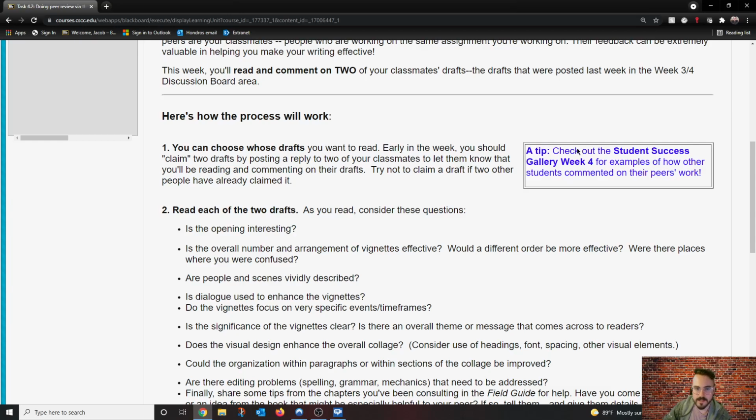A real quick side tip, you can check out the Student Success Gallery in week 4 for examples of what peer review looks like.